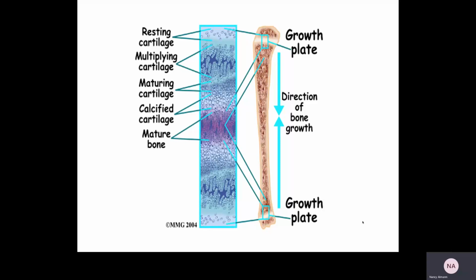This shows you the various zones in terms of what cartilage is doing. First it is resting, cartilage cells not doing anything. Then the chondrocytes start to multiply, then they mature, then they start to calcify and get replaced by osteoblasts and therefore bone. Again, it happens at both the distal and proximal growth plates, specifically on a long bone.